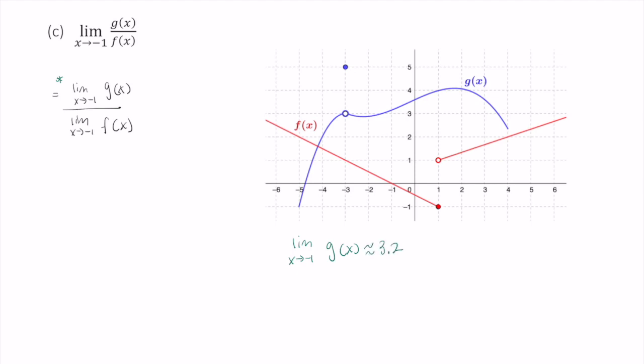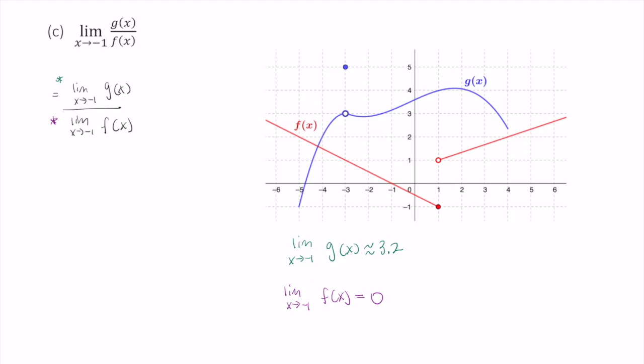What about f? Well, as we approach -1, the limit of this function f, and let's go ahead and do this in purple. So the limit as x approaches -1 of f of x, as you can see, is actually equal to 0.